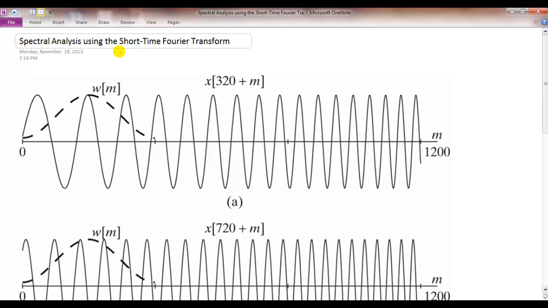So this is a pictorial representation of what the short-time Fourier transform is doing to your signal. This is a linear chirp. As you can see, it starts off at a lower frequency and then the signal's frequency is increasing. What the short-time Fourier transform does is, for every value of little n, so this is n equal to 320, it has moved the signal to the left so that effectively you are starting at the 320th sample as your origin. And then you multiply that with a window. This is a Hamming window.